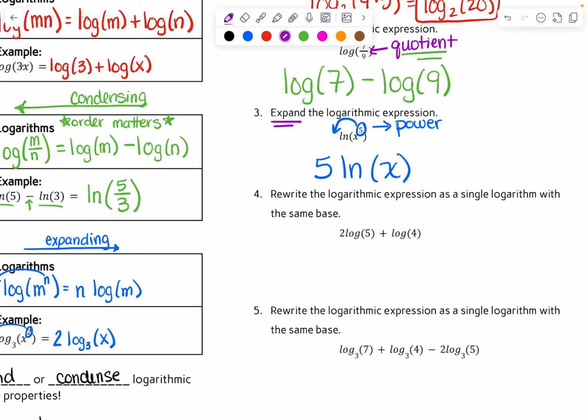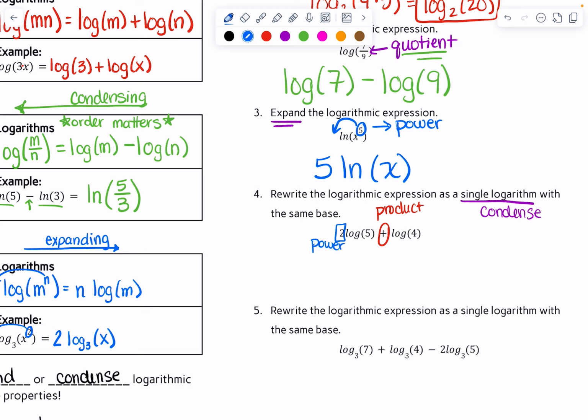So as I look at example number 4, rewrite the logarithmic expression as a single logarithm. I'm going to need to condense this as far as I can with the same base. So I'm noticing a few things here as I'm first looking at this. I'm noticing that I have some addition between logarithms. So that tells me I'm going to need to use my product property. I'm also noticing that I have a coefficient in front of this first logarithm, which tells me I'm going to need to use my power property.